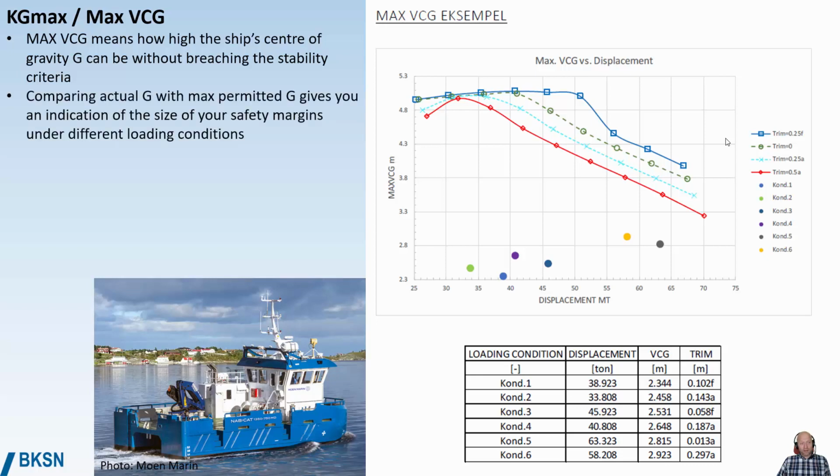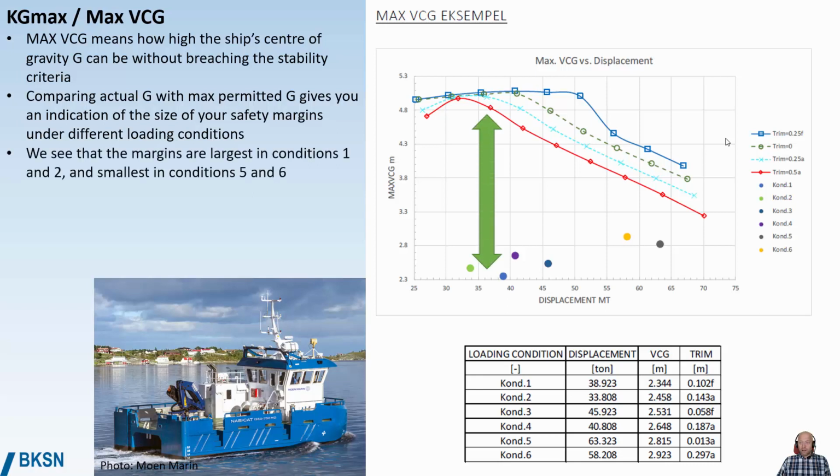And when we compare the actual G with the maximum permitted G, we have a good indication of safety margins under different loading conditions. We see here conditions 1 and 2, light conditions, have large margins of safety, whereas in conditions 5 and 6, fully laden, there are smaller margins. And you, as a captain, need to be aware of the margins in the loading condition that you are in at all times.